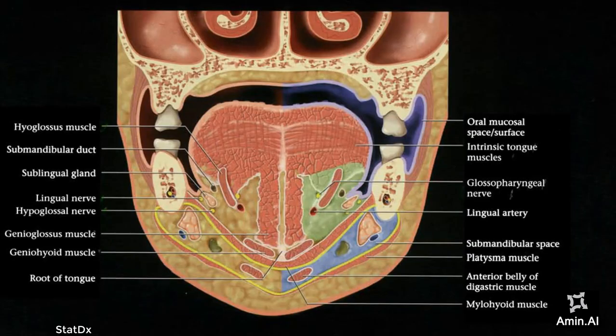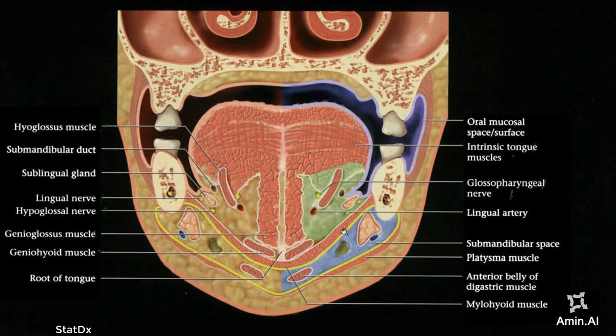Before starting to discuss the case, I would like to discuss one image which is from the STAT-DX, and this is the tongue, and this is one of the muscles which is running from one side to the other, and this is the mylohyoid muscle, which basically separates two different spaces. The area above the mylohyoid muscle is known as the sublingual space, and this blue colored space below the mylohyoid muscle is known as the submandibular space.